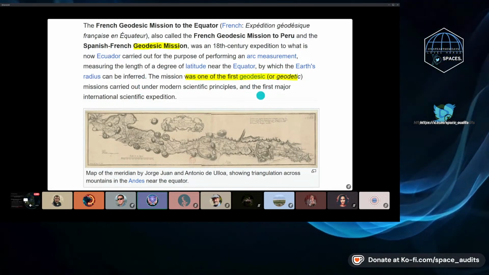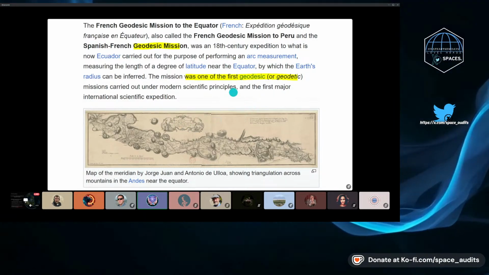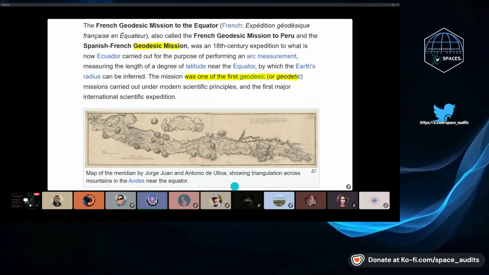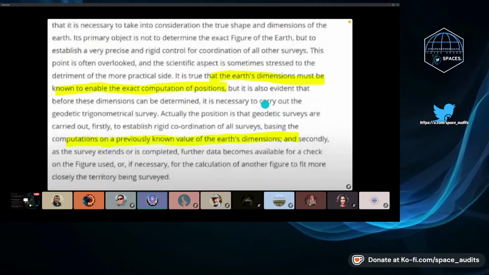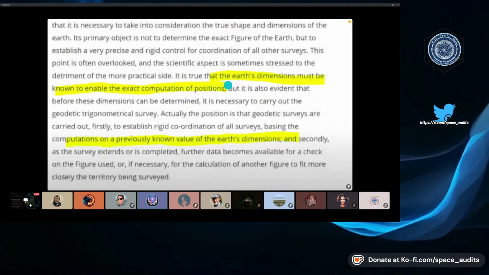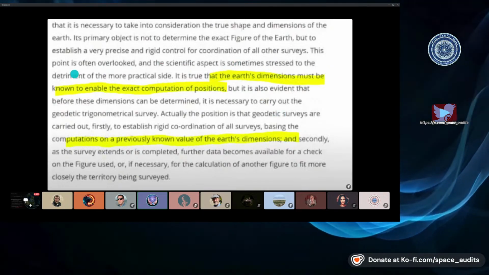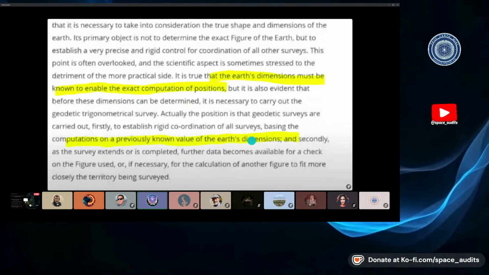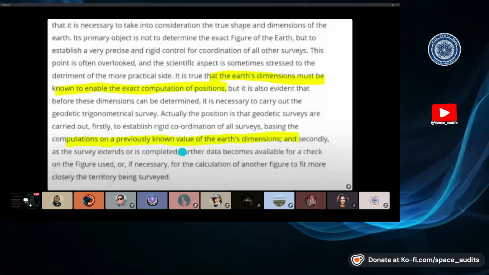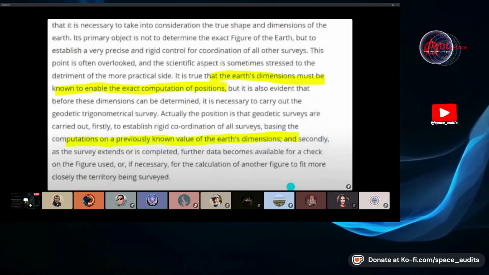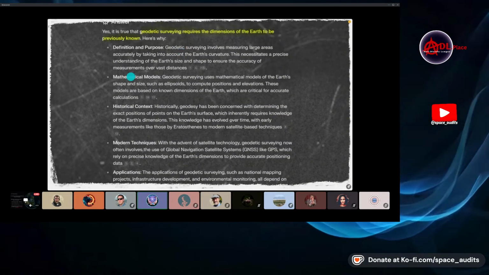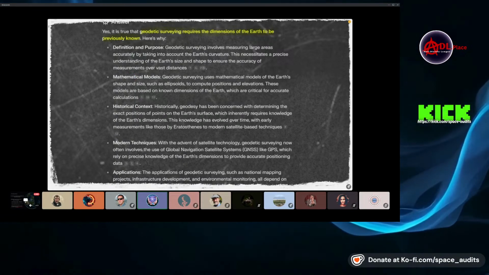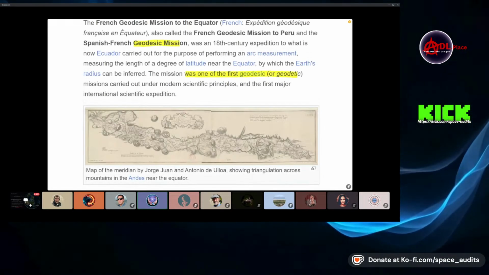So the first geodesic mission, or geodetic, carried out under modern scientific methods. So they went down there, and we know that the definition of geodetic surveying, as we know it, is that the Earth's dimensions must be previously known to enable the exact computation of positions, and that computations of a previously known value of Earth's dimensions must be known. Then how did they measure it for the first time? By confirming it and already knowing it.